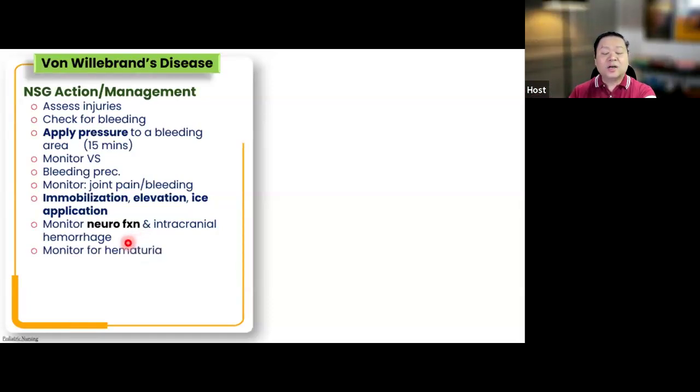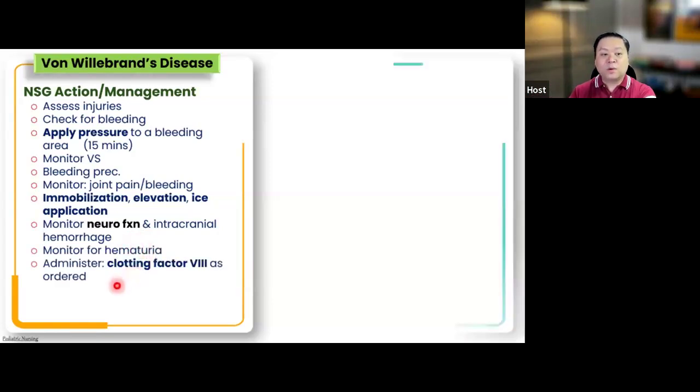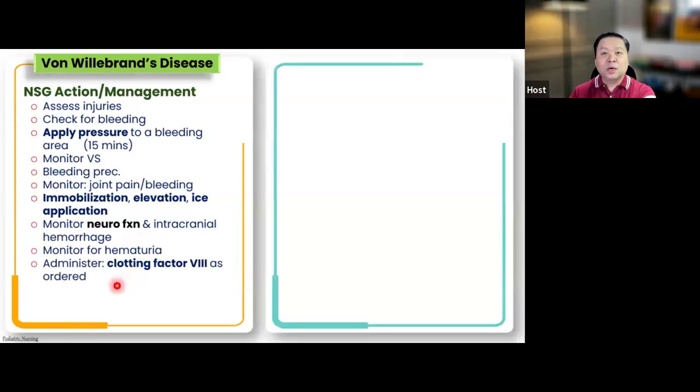We are also going to teach the patient, or rather the parents, that they should avoid giving any aspirin or non-steroidal anti-inflammatory drugs or over-the-counter medications that have NSAIDs in them, because this can exacerbate bleeding tendency. So no NSAIDs, no aspirin, no ibuprofen at all for these patients with VWD.